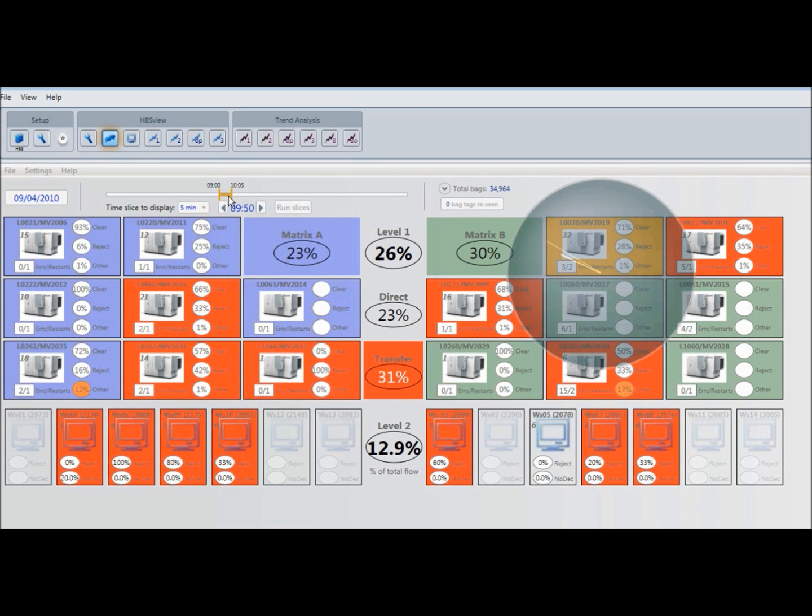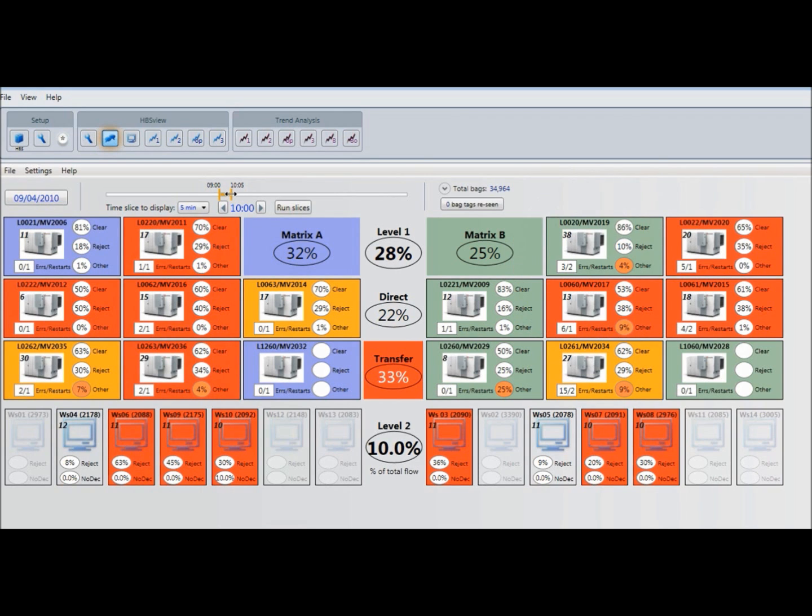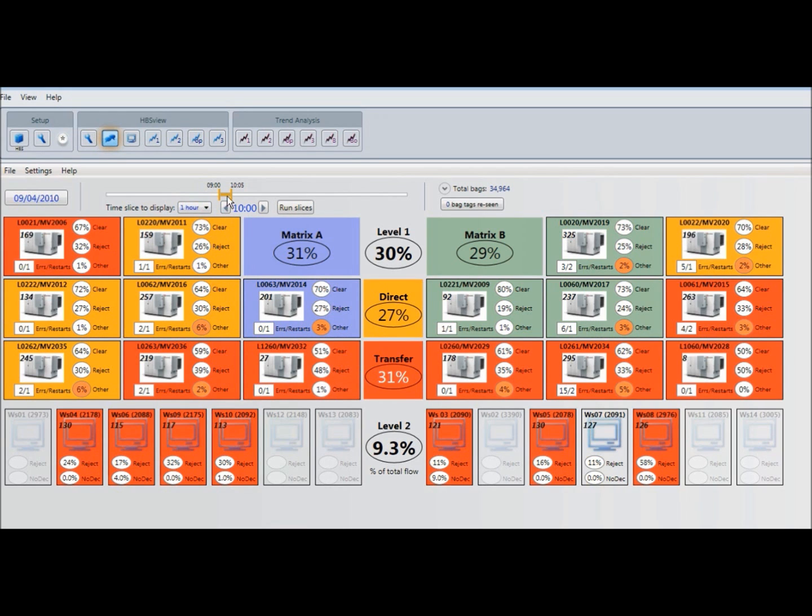In this case, if we look at the red, amber, green colors for machines, we can see easily that all Level 1 machines on Matrix A had reject rates over their threshold for the 60 minutes between 9 and 10 AM, with one machine rejecting 48% of bags through the hour. Meanwhile, on Matrix B, you can see that 3 machines worked happily below threshold over this period, but one Matrix B machine rejected 50% of bags through that hour. Again, this flags an issue that would be worth investigating.